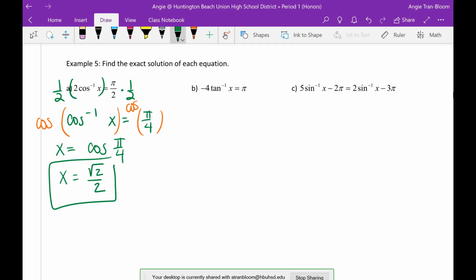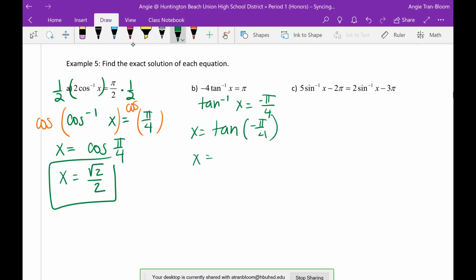Yi, what's your final answer? -1. Leo, what's your final answer? -1. Okay, good. And Jordan, what's your final answer? -1. Alisa, what's your final answer? Okay, let's see. Divide both sides by -4, so tangent inverse of x equals pi over -4, or negative pi over 4. Compose both sides, so x equals tangent of negative pi over 4, which is in quad 4? Yes. Okay, -1.